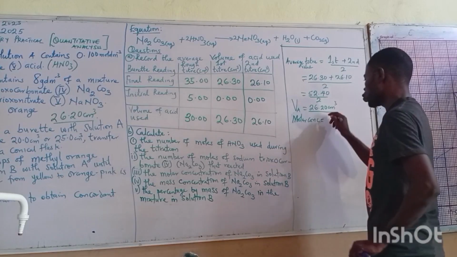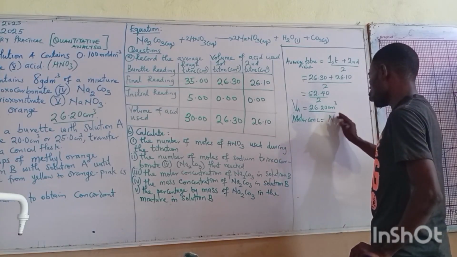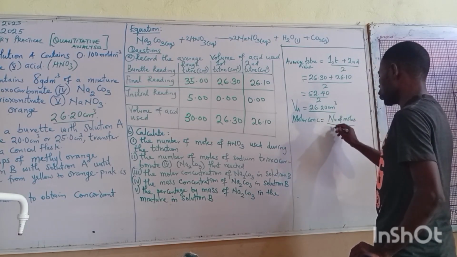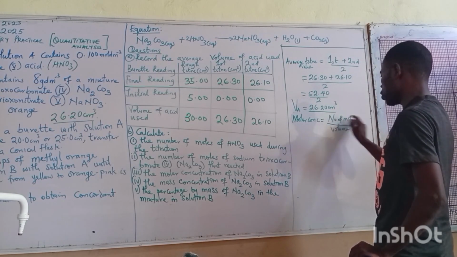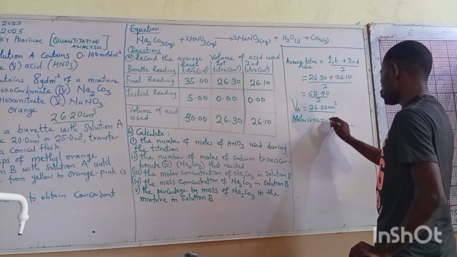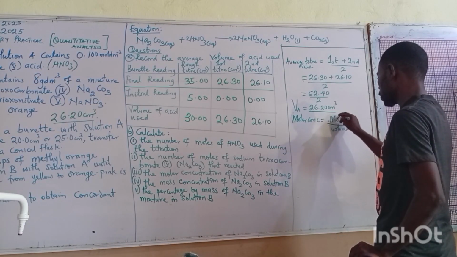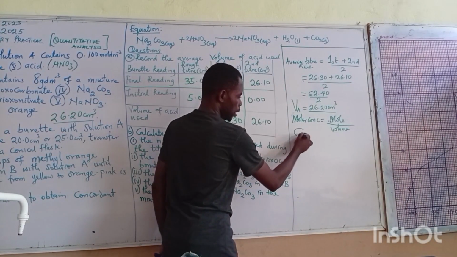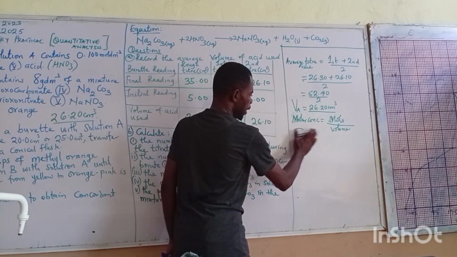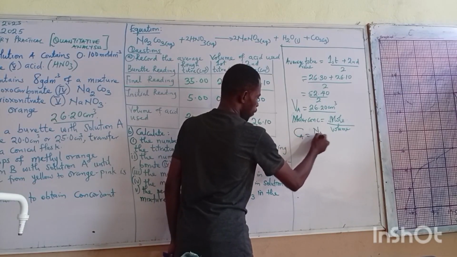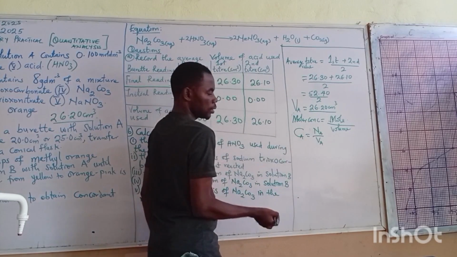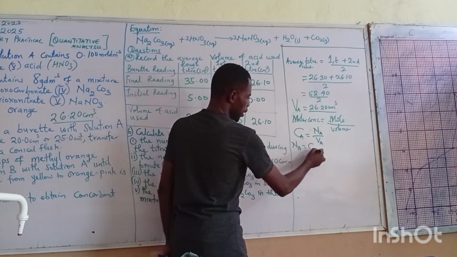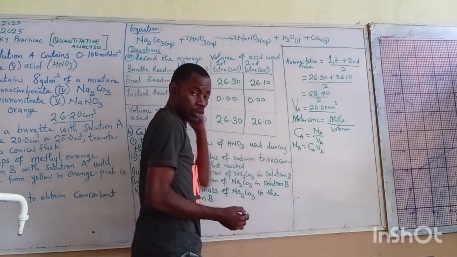The formula says that concentration, or molarity, is equals to the number of moles over volume. Mole over volume. So what I'm saying is this: my CA is equals to NA over VA. And remember, I want to find my NA here. My NA will now become CAVA.